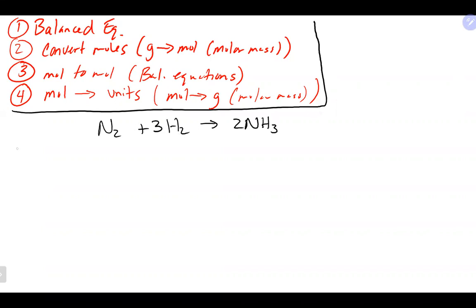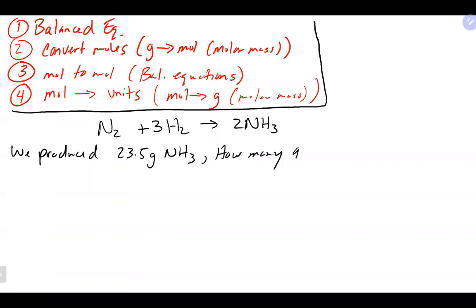Let's say we produced 23.5 grams of NH3. How many grams of H2 did we start with?